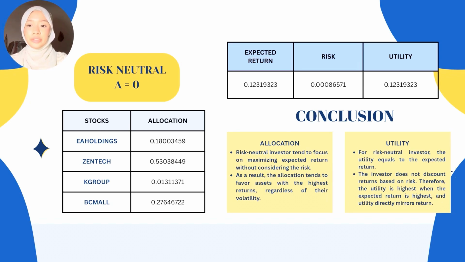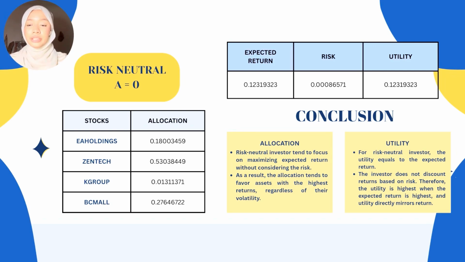Next, we have the risk neutral investor, where the risk aversion value is 0. This type of investor does not consider risk at all, and their main focus is to get the highest possible return or profits. So the portfolio is 100% in risky assets with nothing in risk-free assets. Just like before, Zentech has the highest allocation because it performs the best, while K Group again has the lowest allocation due to its high volatility.